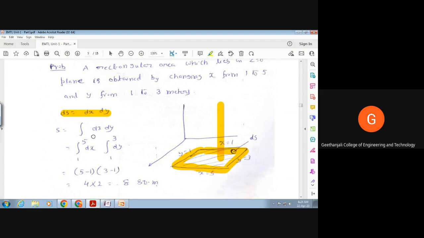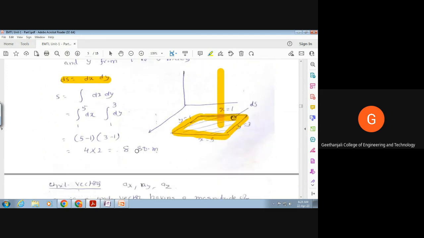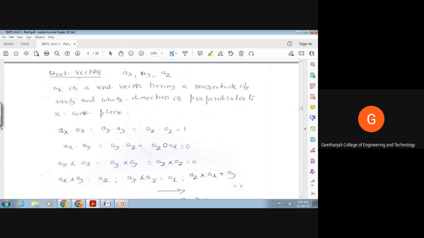What is the total area? S is equal to the double integral of dx dy, where x varies from 1 to 5 and y varies from 1 to 3. So ultimately you get 8 square meters. Coming to the unit vectors, in rectangular coordinates we define the unit vectors as ax, ay and az. The unit vector ax has a magnitude of unity, and its direction is perpendicular to the x equal to constant plane. X equal to constant plane means the yz plane. What is perpendicular to the yz plane? It is the x direction. So this is how we define the unit vector.